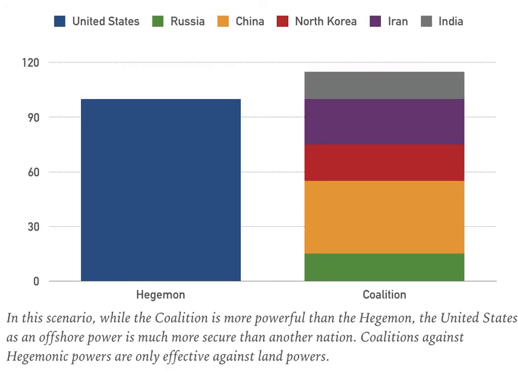Now, here's scenario 2. So I've added a fifth country to the coalition, and now the U.S. is at a disadvantage. However, Wohlforth would argue, the U.S. is an offshore power. It's much, much more secure than any other country. So, for example, a coalition in this case is only really effective against the land power. It's very difficult for Russia, China, North Korea, Iran, and India to invade the United States. That would be very difficult for them to do, if not impossible.